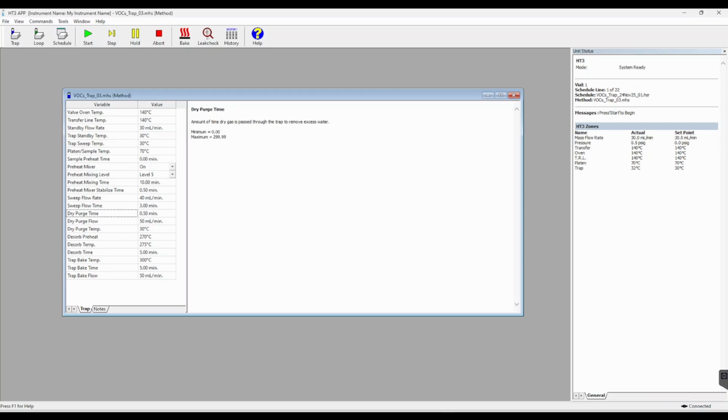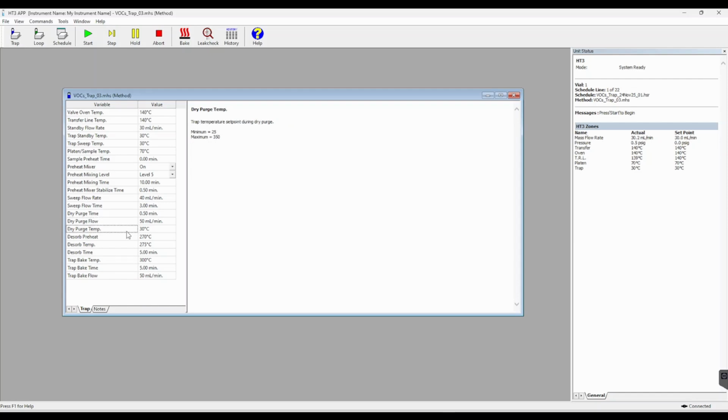Dry purge time is the amount of time dry gases pass through the trap to remove excess water. The length of time is dependent on the sample matrix and temperature. Typically, a 1 to 2 minute dry purge is efficient. Dry purge flow is the rate at which dry gas sweeps the trap to remove water. The flow is dependent on the sample matrix and the target analytes. Typical dry purge flows are between 40 to 100 ml.